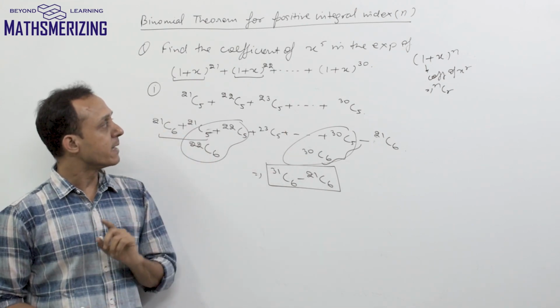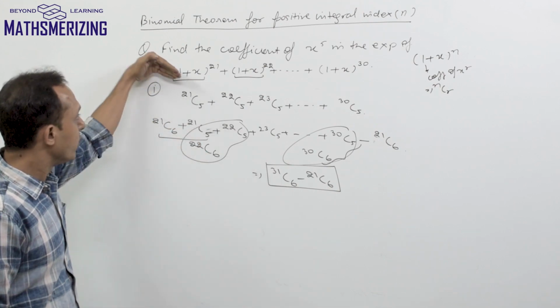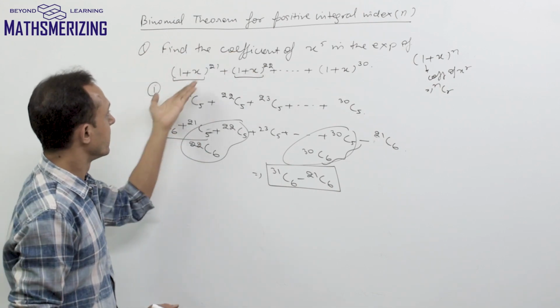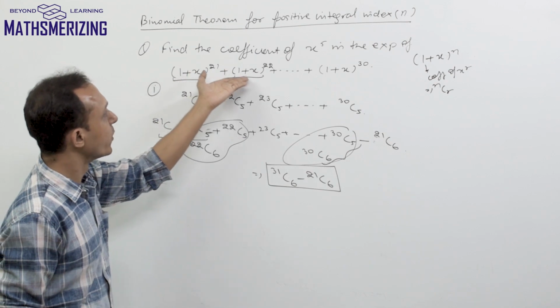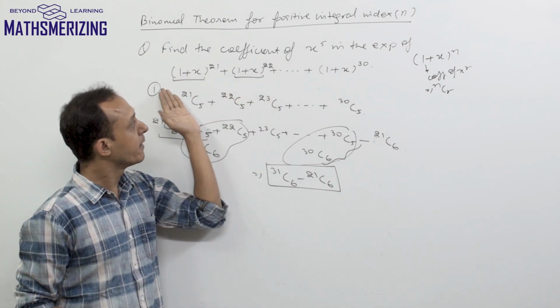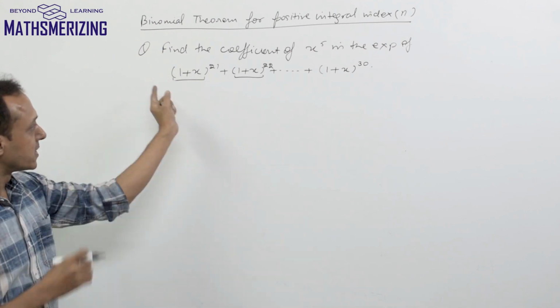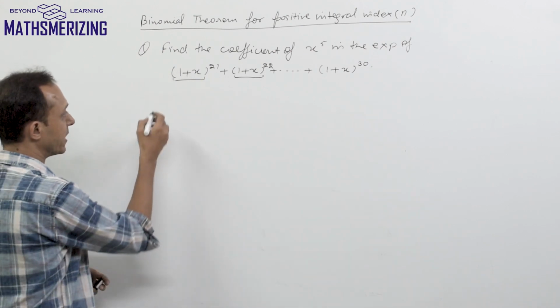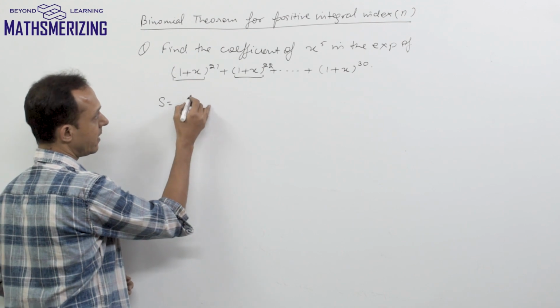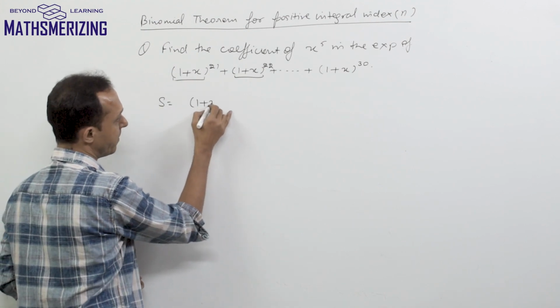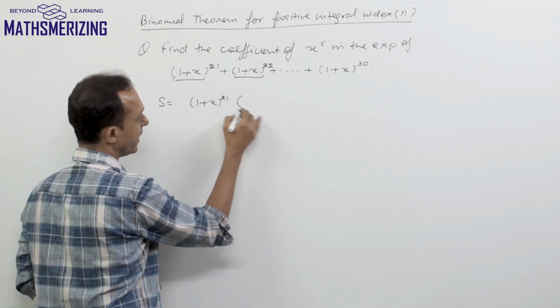Now another way of solving the same question is, now what I know is it's a geometric progression. So 1 plus x to the power 21, 22 up to 30. So I can use the formula for sum of a geometric progression. So I'll find the sum of this geometric progression, and the sum of this geometric progression is a, now the first term is 1 plus x to the power 21, into r.